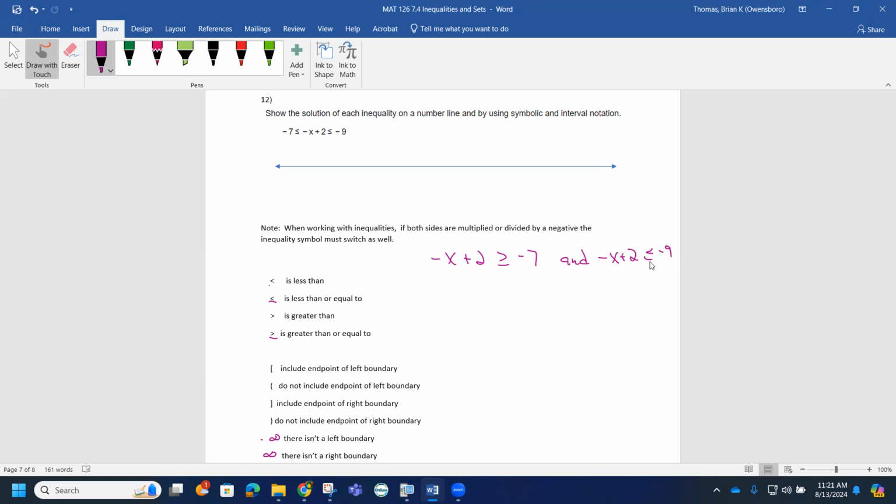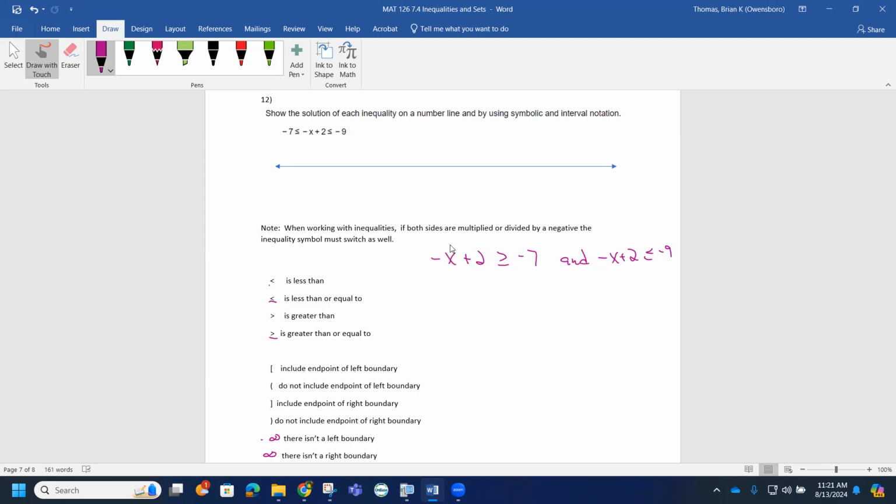When we solve these inequalities, one of the things we have to pick up on is this one's a little bit different because the coefficient in front of x is a negative. In working with inequalities, if I multiply or divide both sides by a negative, the inequality symbol must switch as well to keep the truth. To make this coefficient a +1, I'm going to have to divide both sides by a negative, and that's going to impact this inequality symbol, so we have to pay attention.